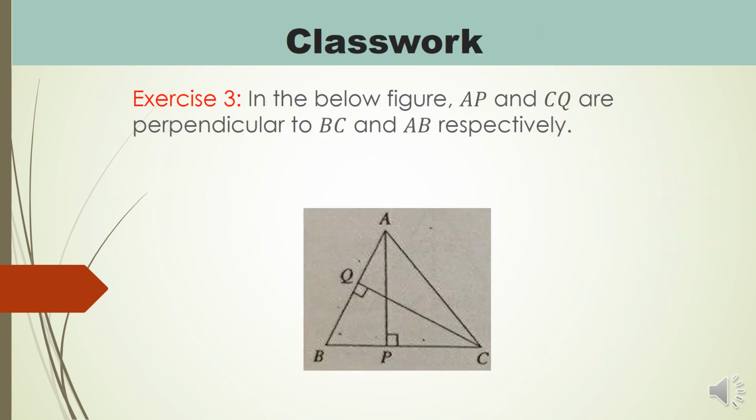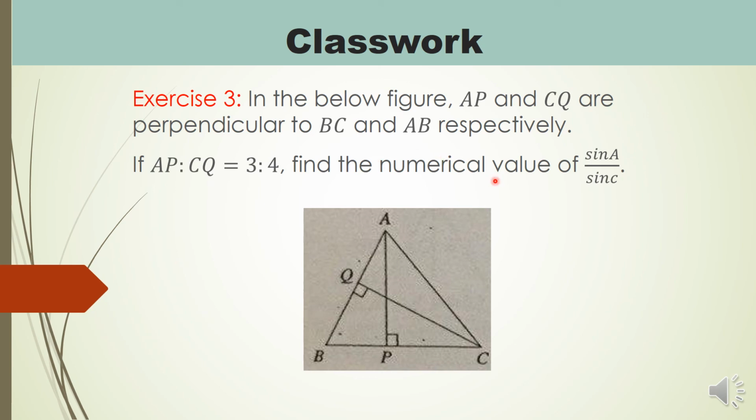Now the classwork. Please find the ratio of sine A over sine C. They provide you with the ratio of AP to CQ equals 3 over 4. So, consider it by yourself.